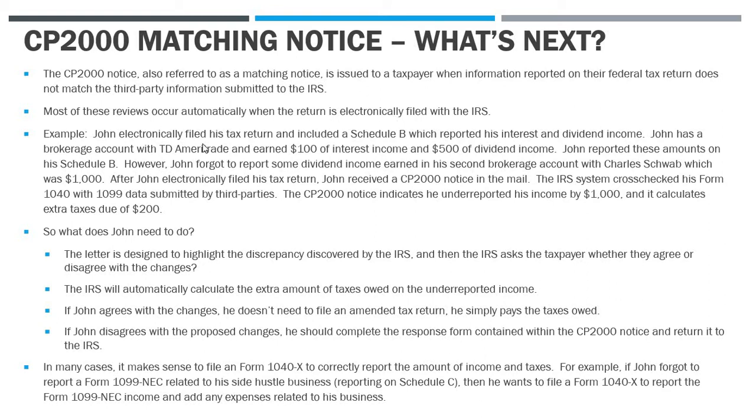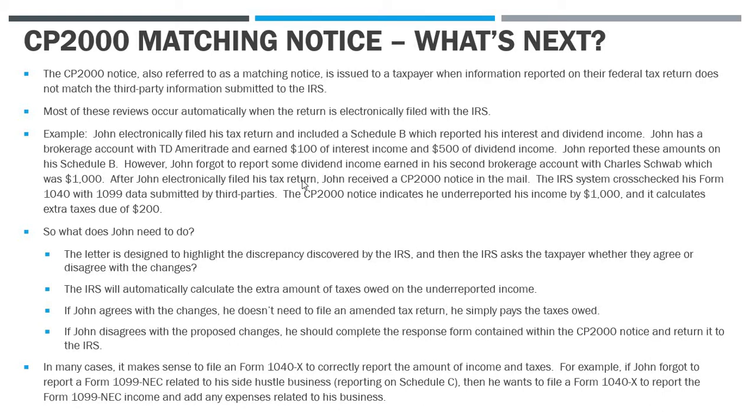So if we look at the example here with John, John e-files his return, and he has a Schedule B that's included, right? So Schedule B is used to report your interest and your dividend income, and then you also answer questions about whether you have any foreign financial accounts or any interest in foreign trusts. So John includes Schedule B, which he's required to do, and he has a brokerage account with TD Ameritrade, which earned $100 of interest and $500 of dividend income. So he reported those amounts on the Schedule B as required.